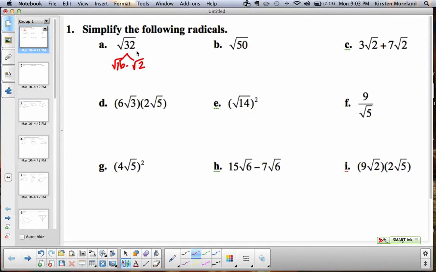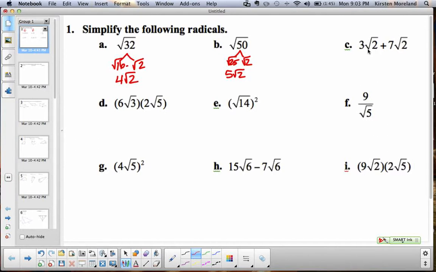You could have started with 8 and 4, but you'd have to break that down further. We know the square root of 16 is 4. We don't know the square root of 2, so our final answer is 4 square root of 2. Remember when we're doing these for like 50, we want to look for numbers like 4, 9, 16, 25. So the square root of 50 works out perfectly with 25, so it's the square root of 25 times square root of 2. Again, we know the square root of 25 is 5, so we're down to 5 square root of 2.